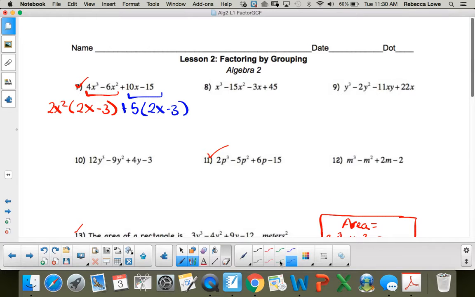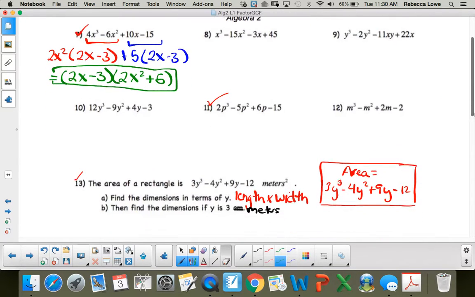Notice the red and the blue have a common factor of 2x minus 3, so I pull that out, and I'm left with 2x squared plus 5. So there it is, factored form. It doesn't matter what order you put the factors in. You could put 2x squared plus 5 first and 2x minus 3, because remember, multiplication is commutative. The order that you multiply doesn't matter.